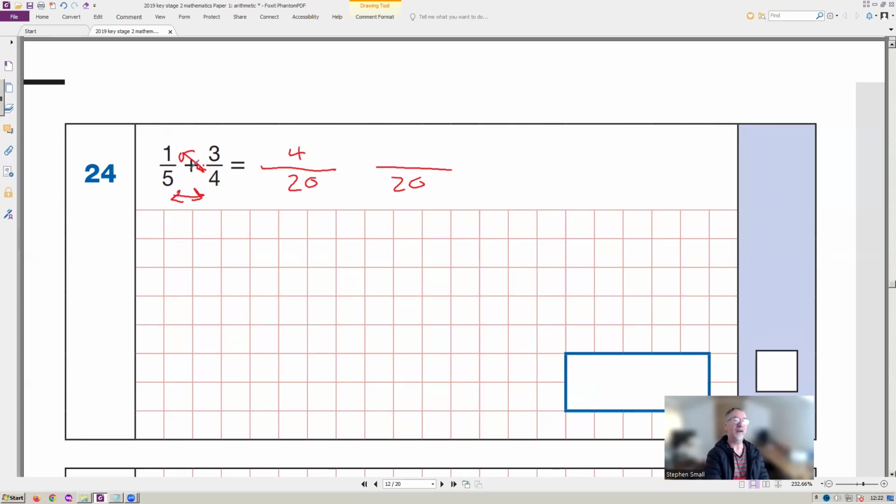And now this one here is 5 3s are 15. You multiply these because you multiply the 4 by 5. So what you do to the bottom, you do to the top. 5 3s are 15. And we're adding them, and we're adding similar things. 15 add 4 is 19. 19 20ths, and it's not going to cancel because 19 is a prime number. Nothing's going to go into it.